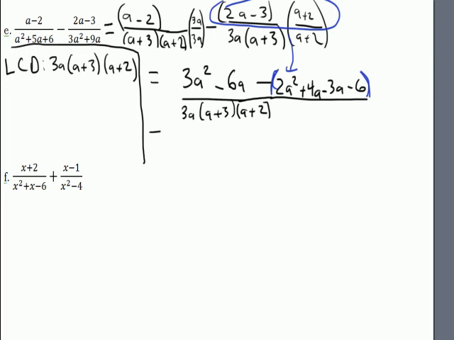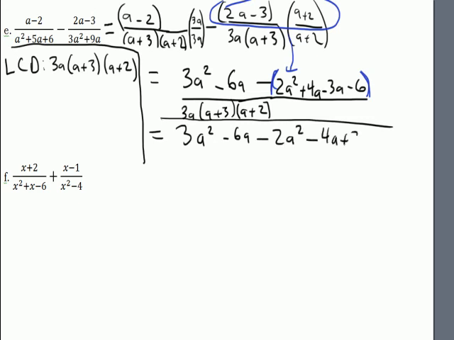Alright, so with doing that, this is 3a squared minus 6a, with a line between these two, minus 2a squared minus 4a plus 3a plus 6. If you combine those terms together, that's great. If not, that's okay. Got my denominator here. It just keeps coming along for the ride.